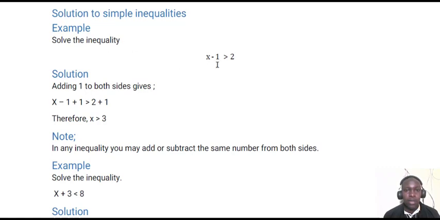Solve the inequality x minus 1 is greater than 2. When you're solving this kind of inequality, we want to get the value of x. So we eliminate the negative 1. To eliminate negative 1 on this side, we add 1 to both sides. This side will have x, since minus 1 plus 1 gives 0. So we have x is greater than 2 plus 1, which is 3. So we get our solution as x is greater than 3.